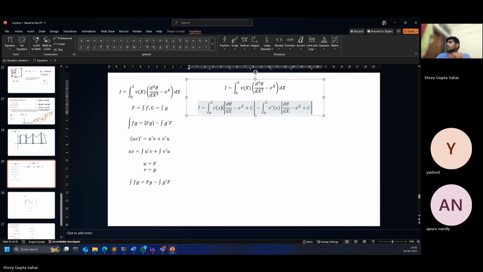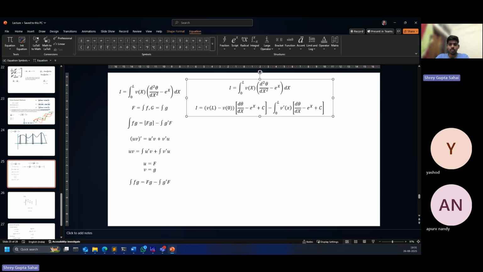This thing is there, and this will also be, this will not be V by L. Wait, I made an error. Yeah, this should be V of L minus V of 0. I think this is okay. Guys, if you see a mistake, please point that out. I'm also not doing it correctly sometimes. But yeah. Okay.